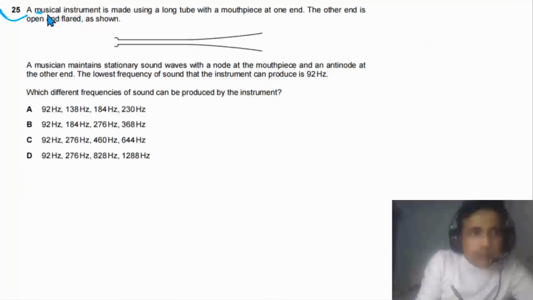Question number 25 says a musical instrument is made using a long tube with a mouthpiece at one end. The other end is open and flared as shown in the figure.